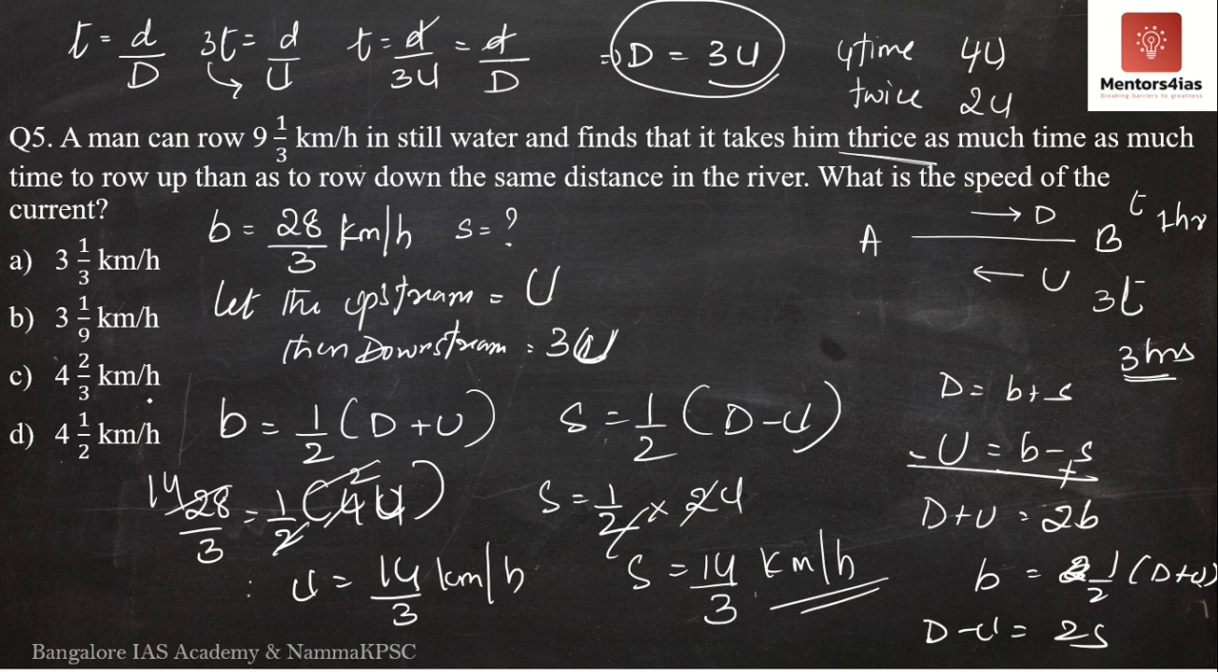Now here, if you look at the question, you don't have 14 by 3. So what am I going to do? I'm going to divide 14 by 3. 3 4s are 12, remainder 2. So it is nothing but 4 2 by 3. Therefore the correct answer is option C, 4 2 by 3 kilometers per hour.